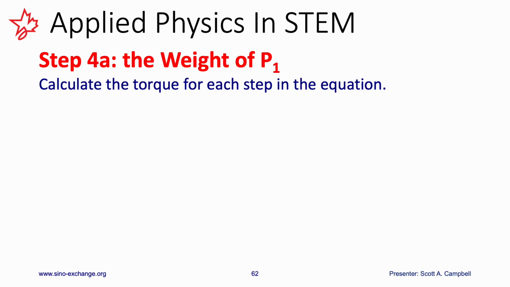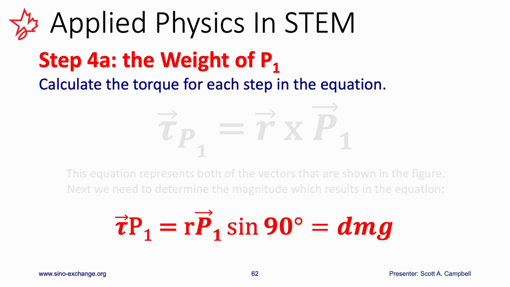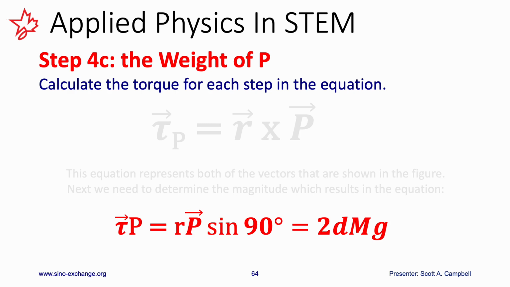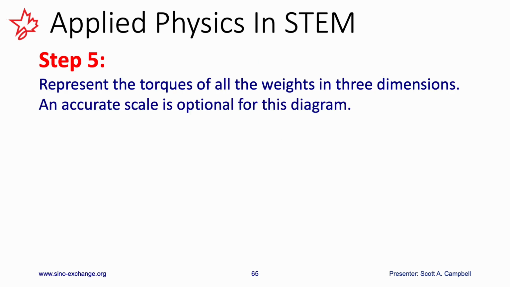At this point, we need to determine the torque that each variable in the system will produce. So if we work our way through the process, we can simplify P1 to dmg. And what that essentially means is that d indicates the position of the mass m along the jib, and that is multiplied by g, which is the force of gravity. And we'll do the same for P2, which gives us the solution xmg. And finally, we'll do the same for P, which gives us 2dmg.